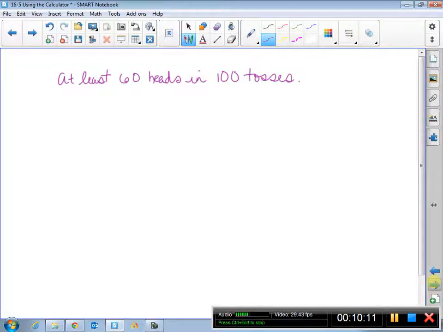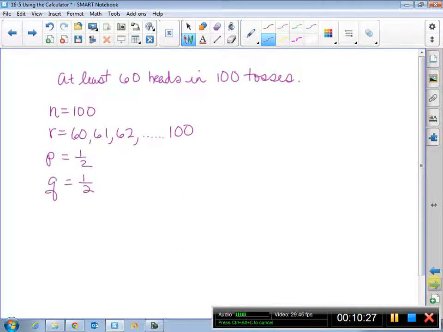So here, n would be 100. We're going to toss a coin 100 times. r would be 60 or 61 or 62 or all the way up to 100. The probability of getting the heads is a half, and the probability of not the heads is also a half. So this would be a lot of work for the Bernoullis. But we can use normal CDF in a real interesting way. So we're going to use our calculator.